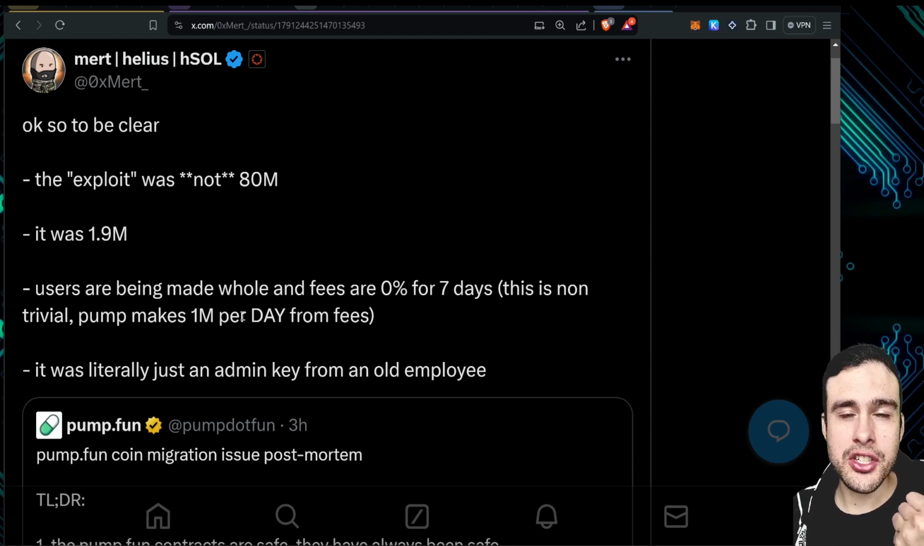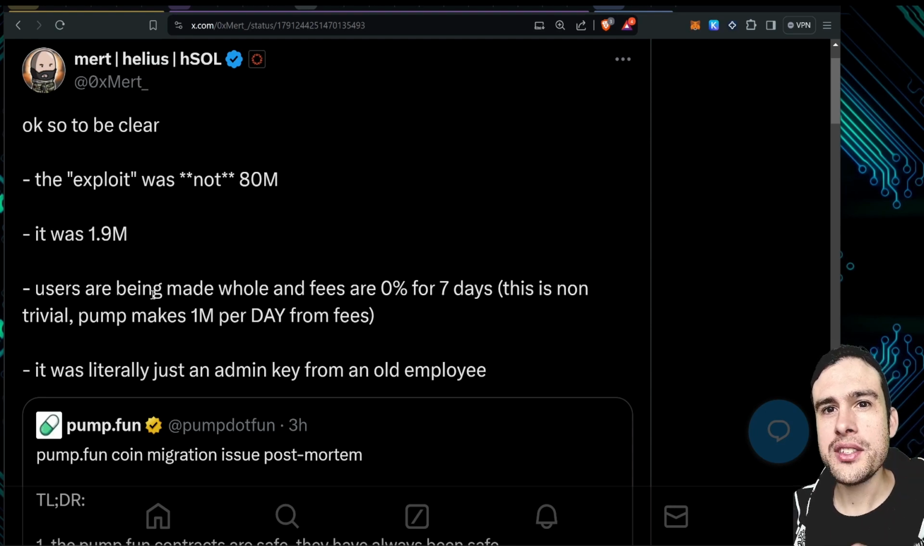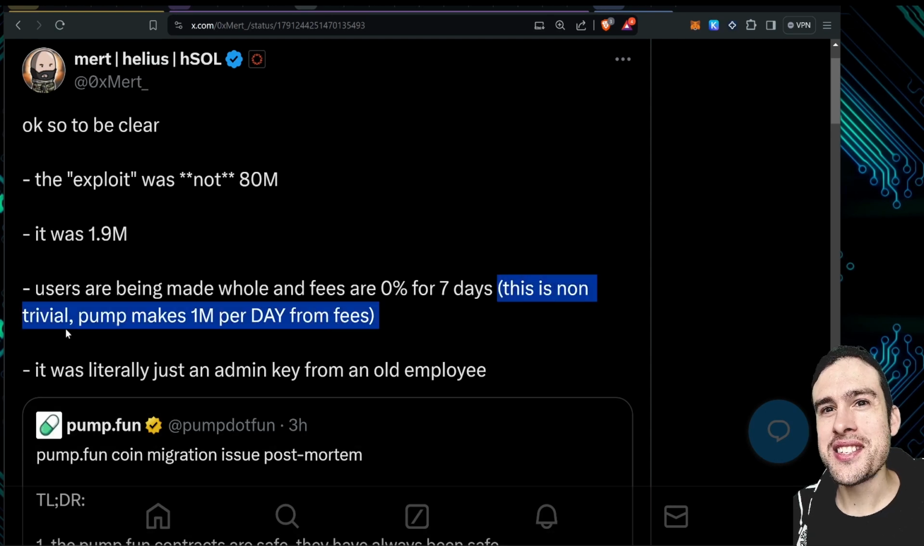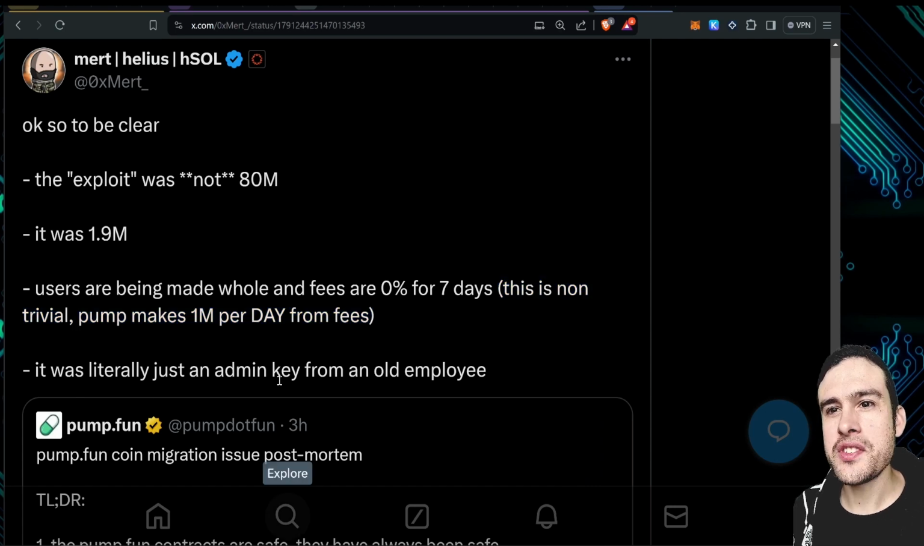So as I showed you in that previous post, they were making 1 million plus in revenue a day. So they can afford this 1.9, that's 2 days worth of revenue. So very easy for them to cover this. It even says here, this is non-trivial. Pump makes 1 million in fees per day. So there you go. It's all part of this post. And it was literally just an admin key from an old employee that was exploited.